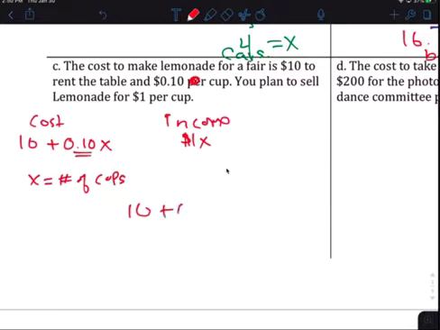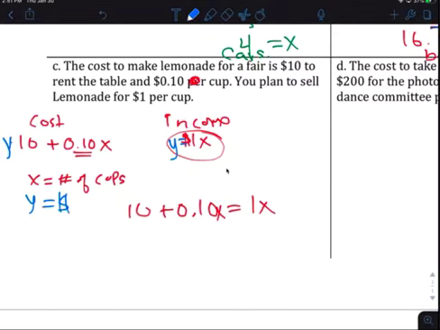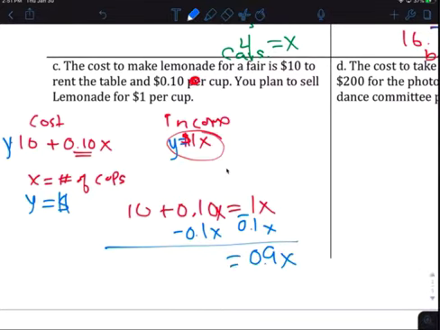10 plus 0.10x equals 1x. Put an x there. And then here you put y equals, because it's an equation and we know y is the dollar amount. Okay, so you solve that by subtracting 0.1x. So you get 0.9x equals 10, divide by 0.9.